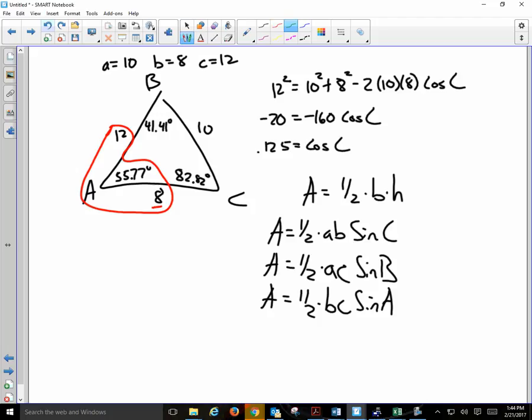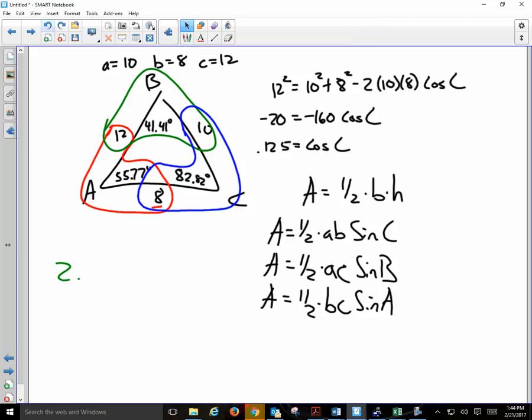Group 2, you're going to use those. 1/2 times the side times the side times the sine of the included angle. Group 3, you're going to do that. 1/2 times 8 times 10 times the sine of 82.82. And tell me what you get. Group 1, what'd you get? 3969? Group 2, what'd you get? You did?